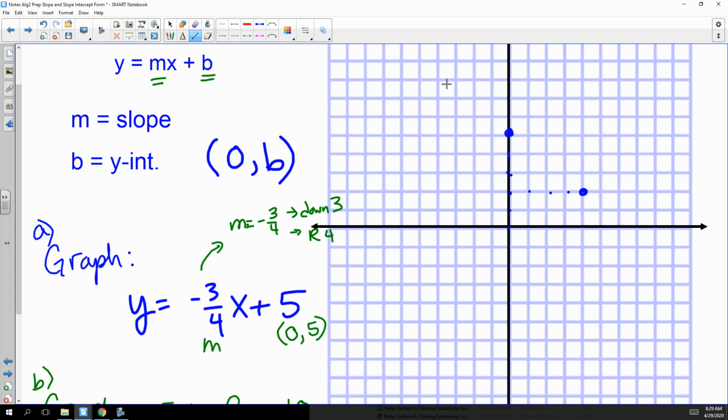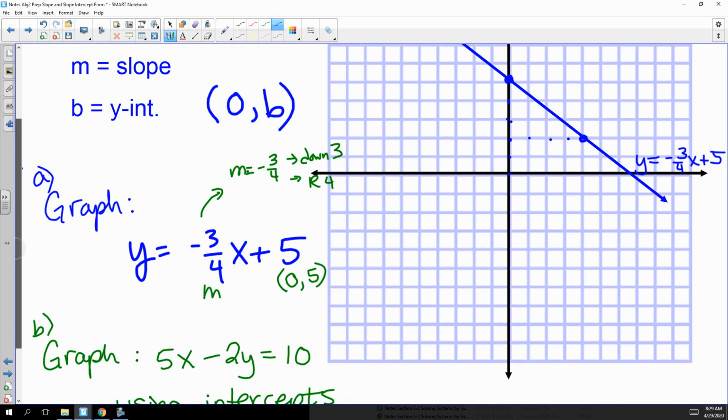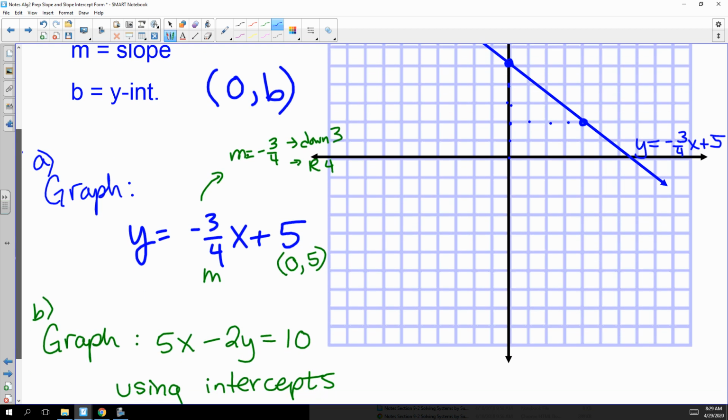This is probably the most common way that students are accustomed to graphing lines. And I think it's a good idea whenever you graph them on paper to write the equation of the line next to it: y equals negative 3/4 x plus 5. So you know which line you were talking about, because we're going to graph another line on the same coordinate plane just to save ourselves some time.